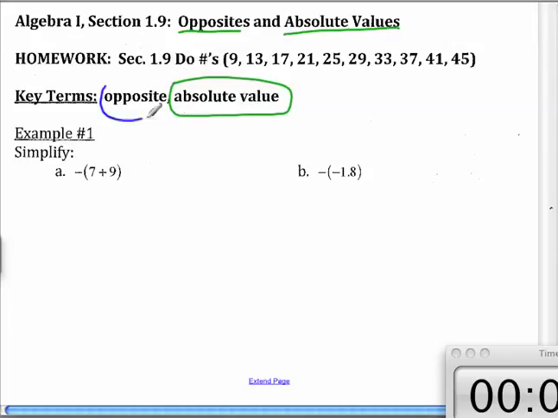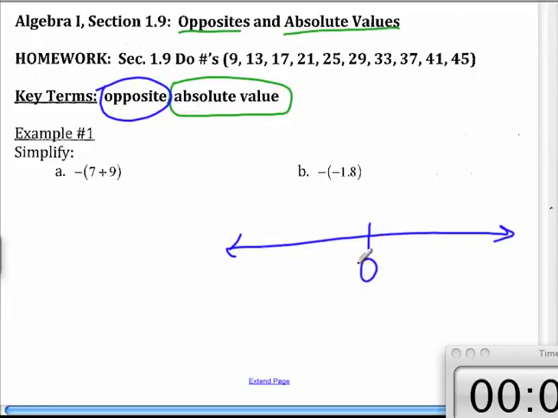Okay? So please make sure you understand that opposite and absolute value are not the same. Absolute value is a distance from zero. So if we think of zero in the middle of this number line, here's zero. There's a number over here that's a certain distance.